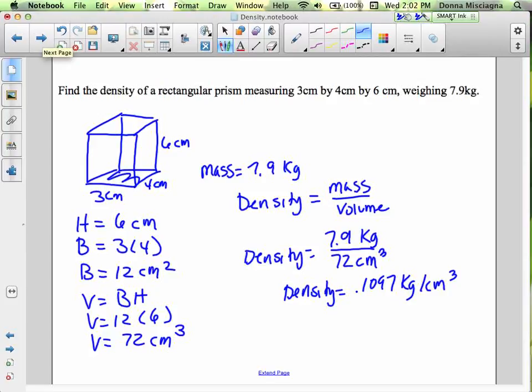Right, now it would matter if we wanted to figure out whether this thing would float or sink, right? Because the water density is in grams per cubic centimeter. So what if we wanted to know would this thing float or sink? So we'll kind of add to this problem. Float or sink. So right now we can't really compare because the units aren't the same. Right, so we could change kilograms to grams. How many grams is 0.1097 kilograms?